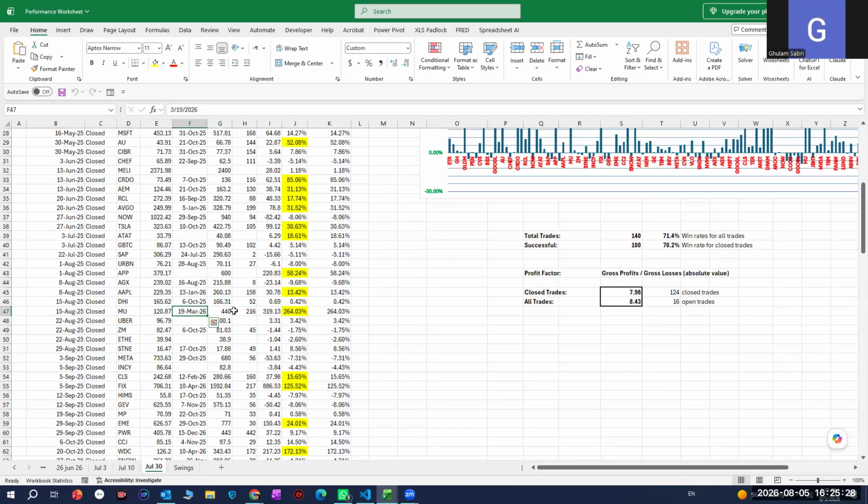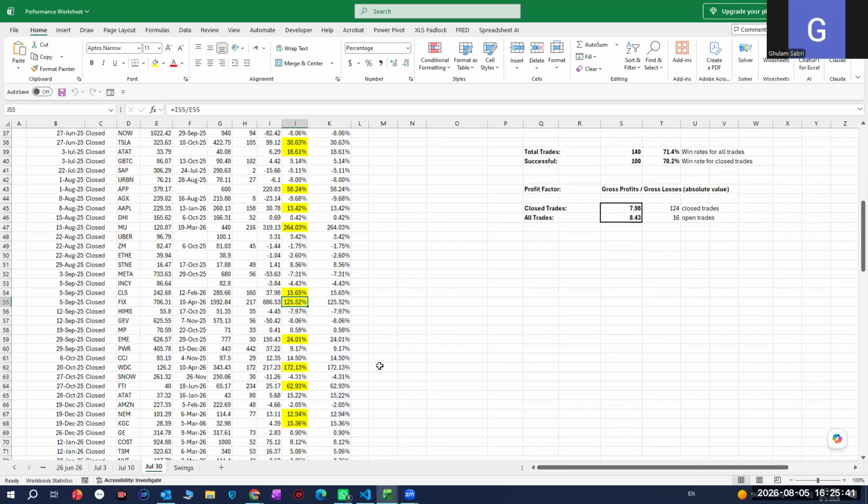19th of March, 264% return. We gave an entry for FIX, 5th of September. FIX closed on 10th of April, 126% return. We gave an entry on 20th of October, WDC, 126.2, closed at 343. By the way, I think right now it's 500. But when the market came down, we closed it at 172%.